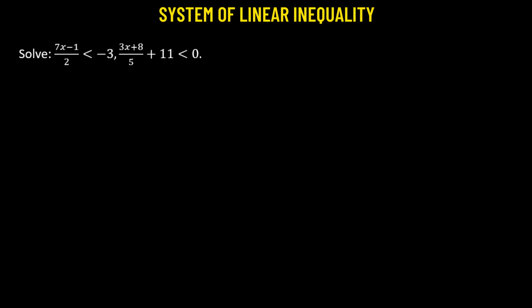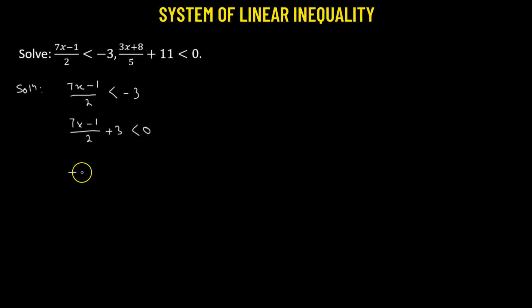Let us solve the following system of linear inequalities. We'll begin with the first inequality. Here we are given (7x minus 1) divided by 2, which is less than negative 3. So let's transpose negative 3 to the left hand side to get (7x minus 1) divided by 2 plus 3, and this is less than 0.